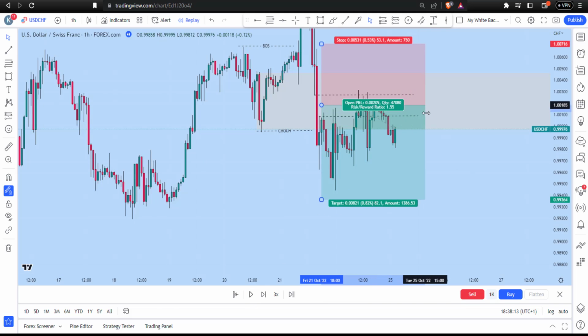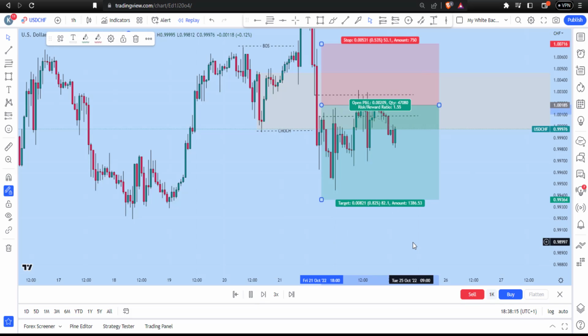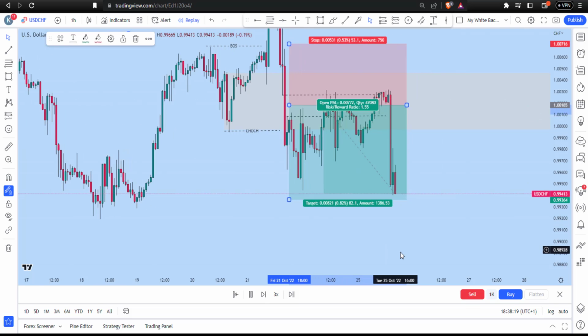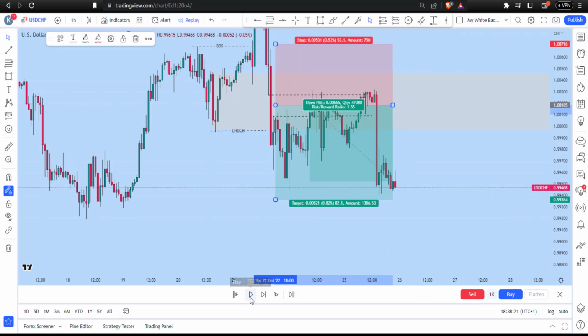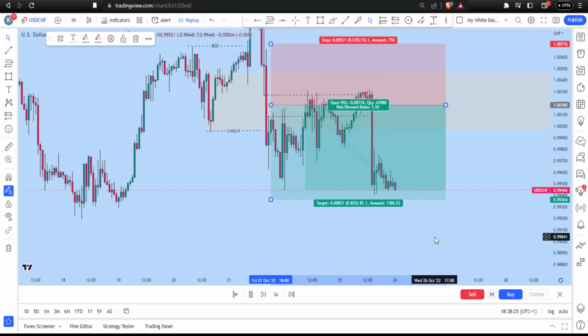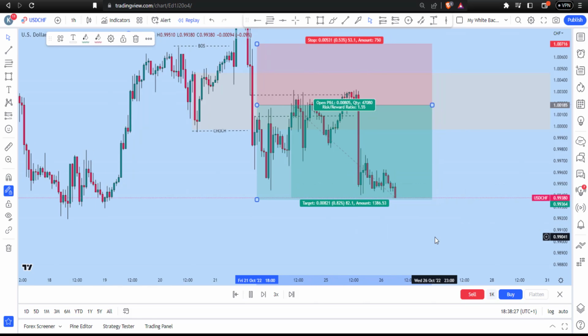Now this is just an example of an entry with this kind of concept. If you have a question, guys, let me know in the comments. You have to stay patient with this kind of entry. This is what trading is. It is not just something you do in a day. You have to be patient. You have to learn the business of patience.